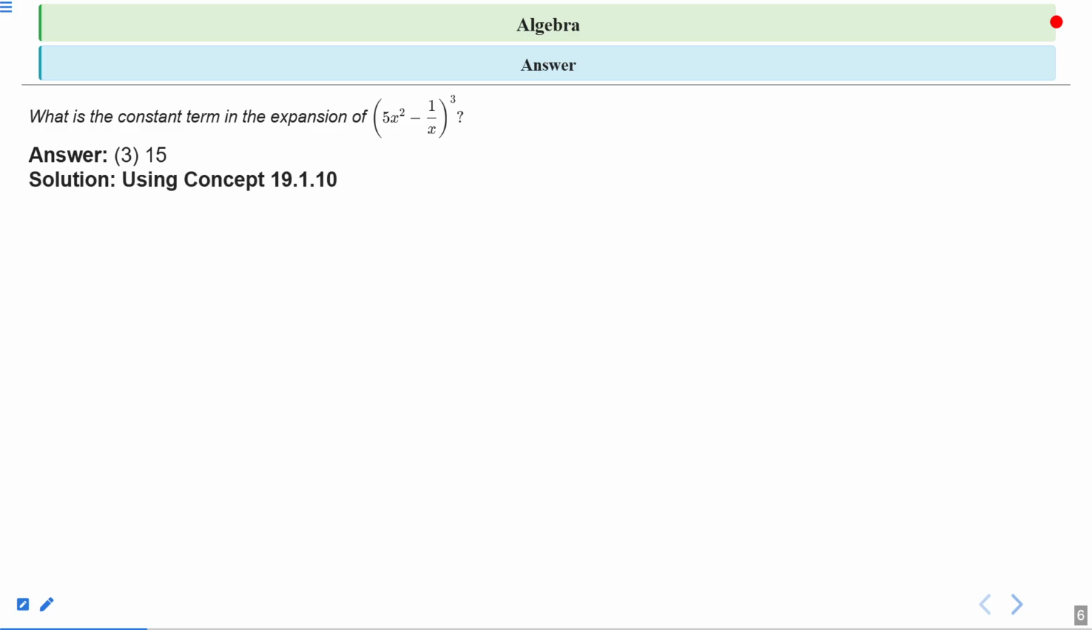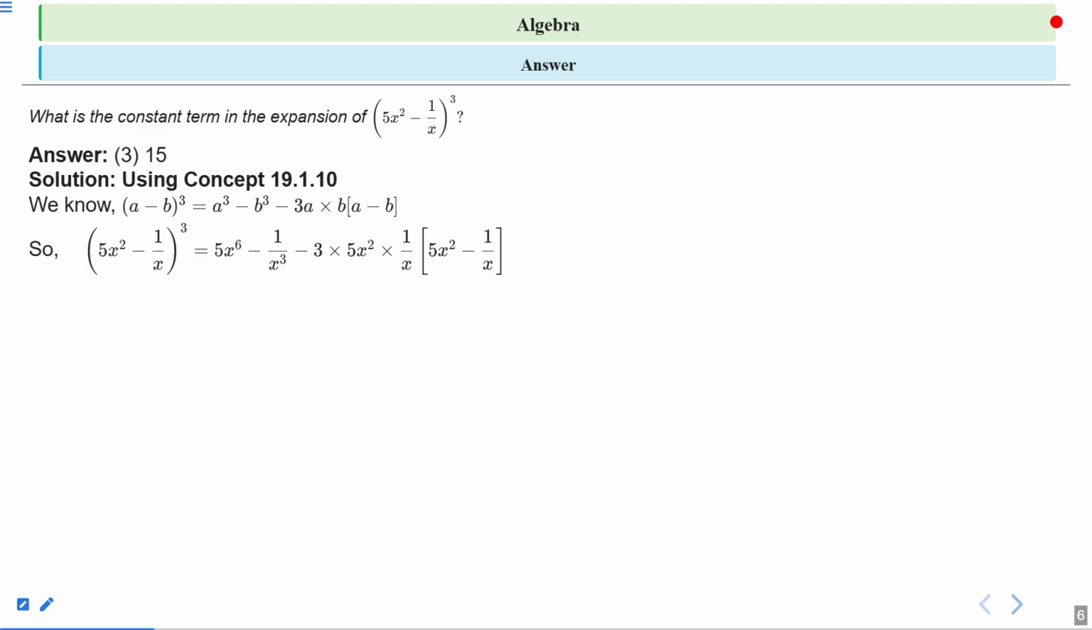Now see the detailed solution using concept 19.19.10. We know that (a minus b) whole cube is a cube minus b cube minus 3 times a into b into (a minus b). So just put the values. So (5x square minus 1 upon x) whole cube will become (5x square) cube minus (1 upon x) cube minus 3 times 5x square into 1 upon x into (5x square minus 1 upon x).